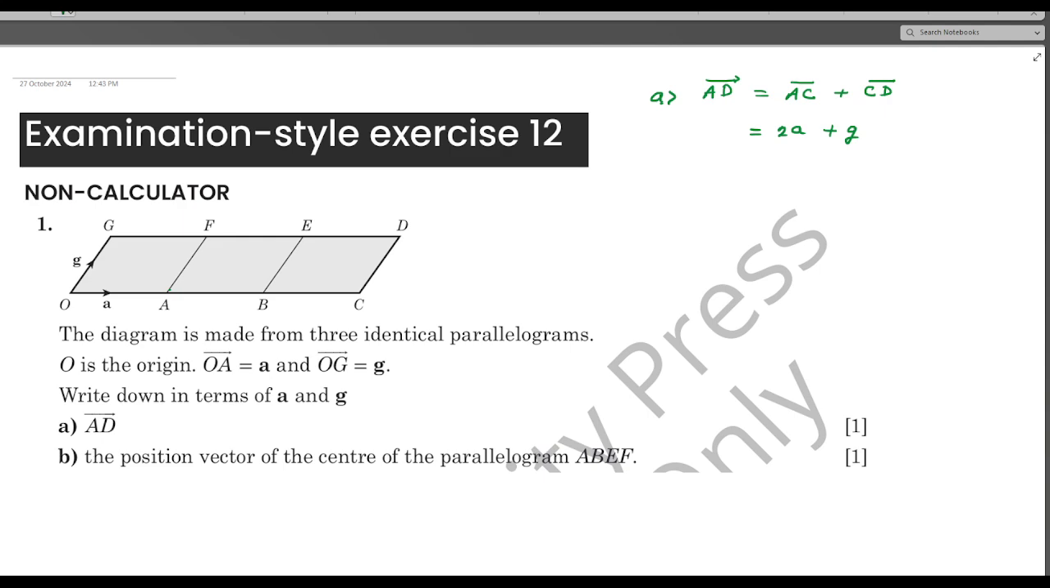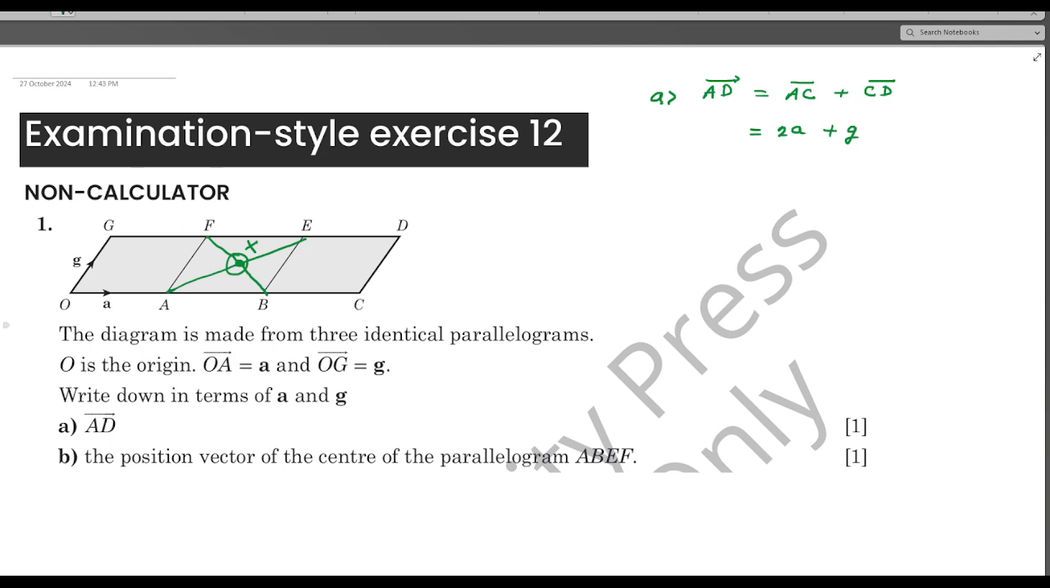Second question, the position vector of the center of parallelogram ABEF. Now they're talking about center, the position vector of this point. Let us call this point say X. So the position vector of the center of parallelogram ABEF is your OX.